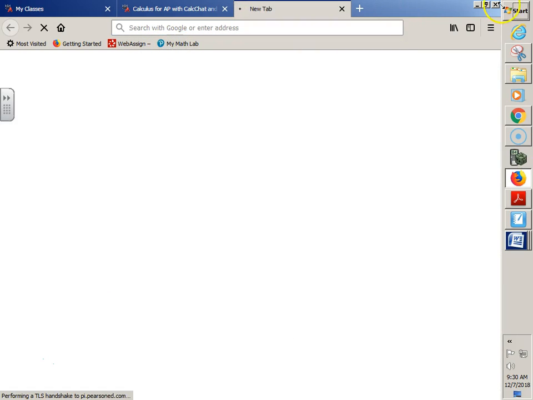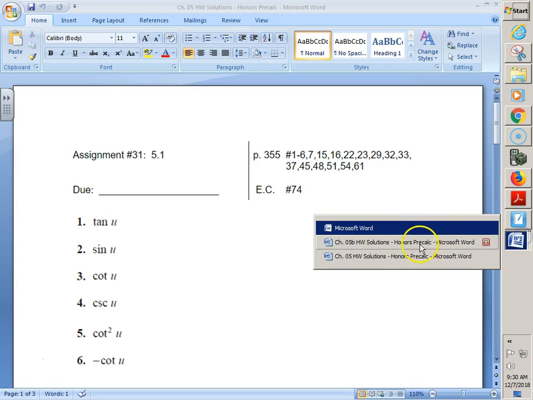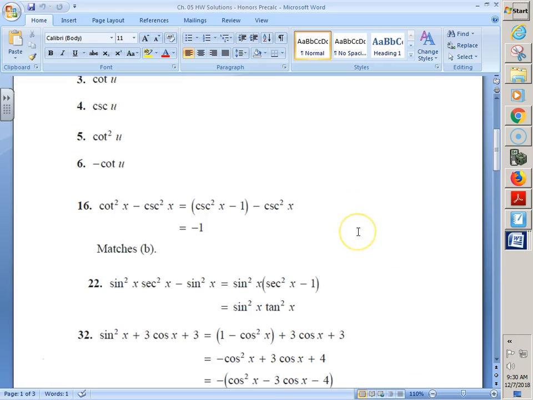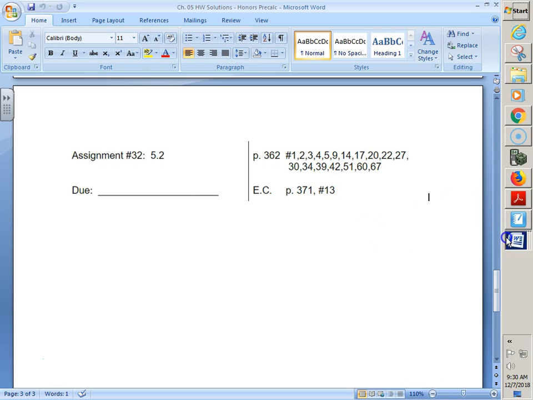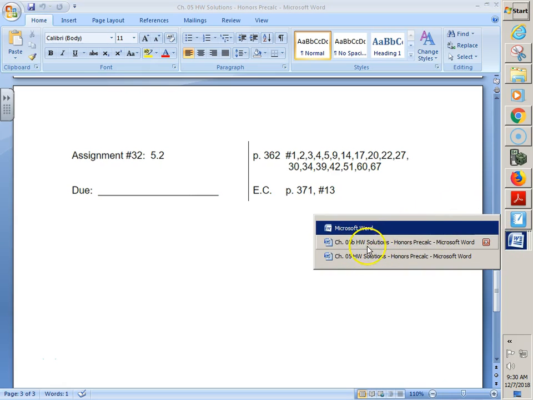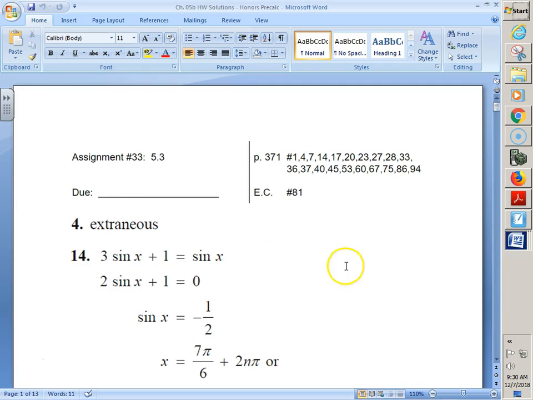And yes, I'm multitasking just a little bit and getting calculus BC stuff ready. Okay, here we go. Well, that's not helpful. Here we go.